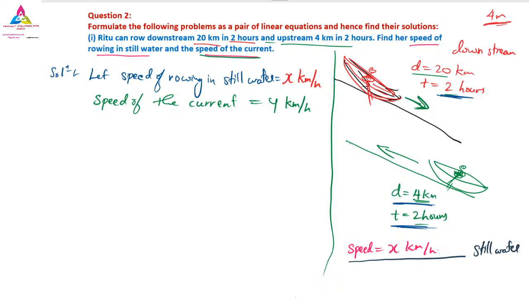So now the first question for you: in downstream the speed will increase. What will be the speed of the downstream? By statement 1, Ritu rows downstream for 20 km in 2 hours. In that, you have to tell me the speed of the downstream. Before that I will write it on.